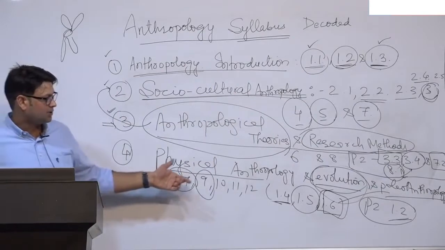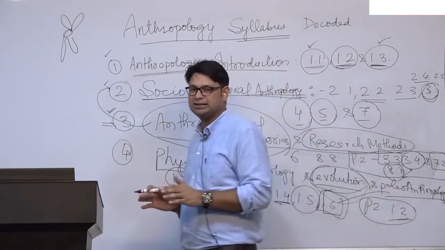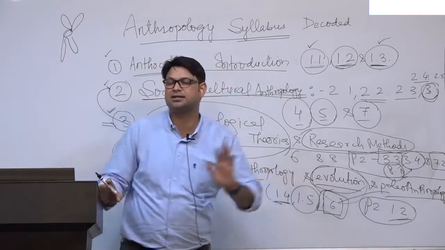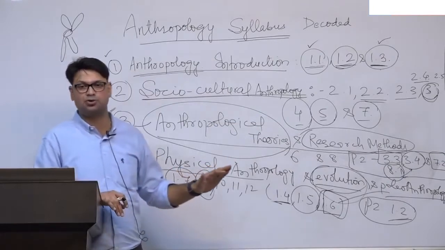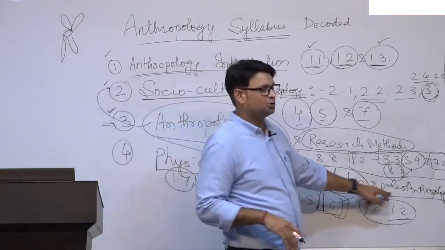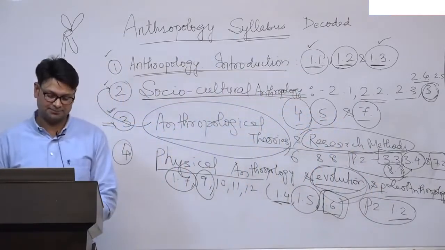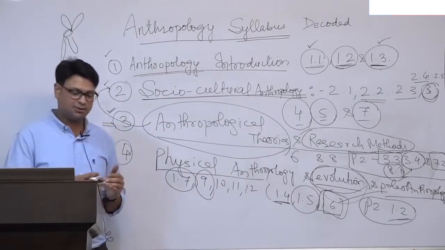So physical anthropology, evolution and paleoanthropology, if you study them together, it will make better sense because one is related to the other and the other is related to the other, right? So this is my suggestion to you, that you must study these together. And just after you finish this paleoanthropology, you must shift to archaeology, right? Just after that, you must shift to archaeology.